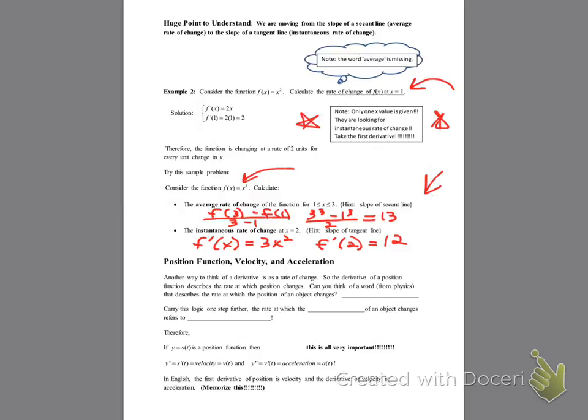So the first one was average rate of change over an interval. The second one was instantaneous rate of change at a point. The first one was just the slope equation, the slope of a secant line. The second one was the first derivative, which is the slope of the tangent line. Okay, we're going to go into our next topic in this section, which is the physics application. We're going to talk about position functions, velocity, and acceleration on the next page.